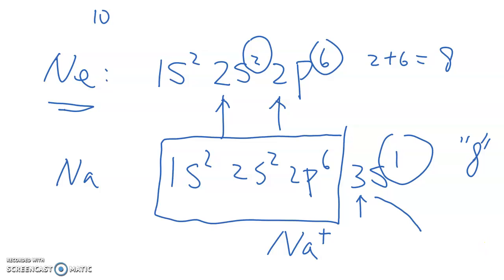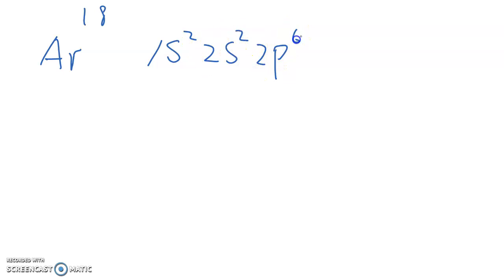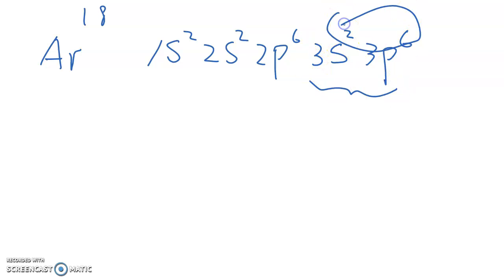Okay, let's see more examples. For example, let's see argon. Argon has 18 electrons, so it will be 1s2, 2s2, 2p6, 3s2, 3p6. Now we have 18 electrons. Let's look at how many valence electrons. It's 8, so it's happy. That's why it's not very reactive, and that's why it's called a noble gas or inert gas.